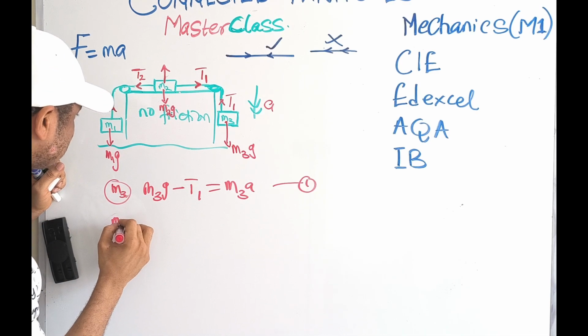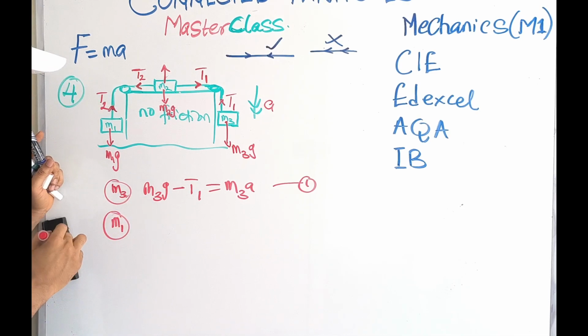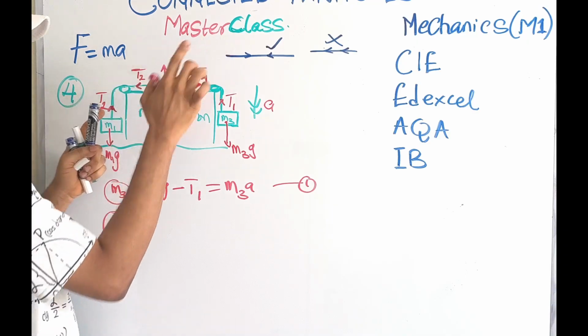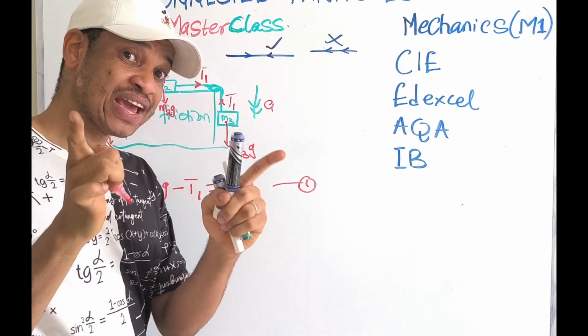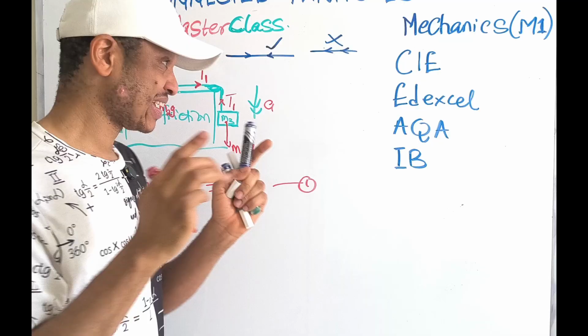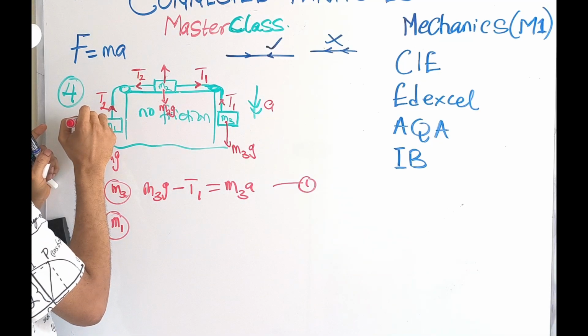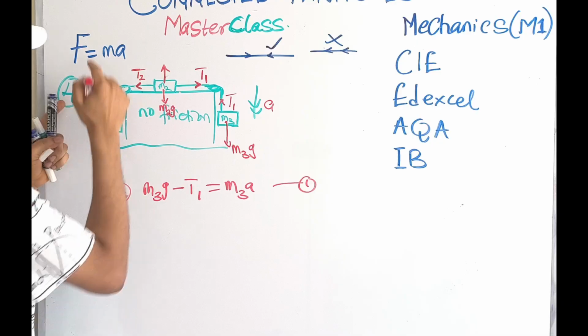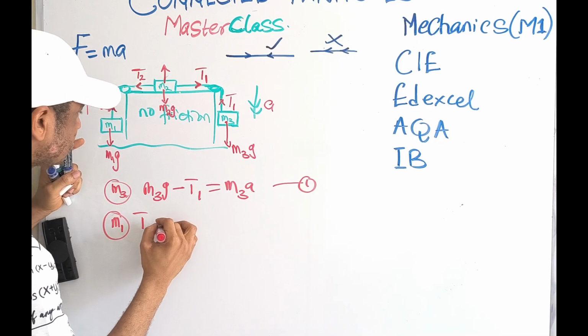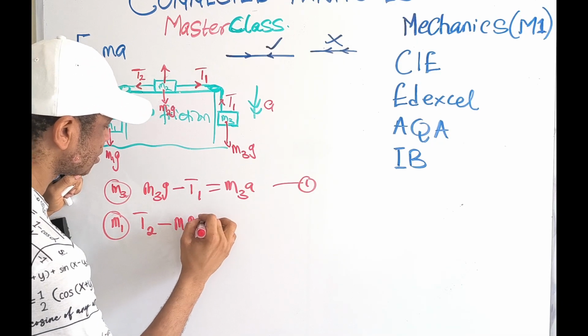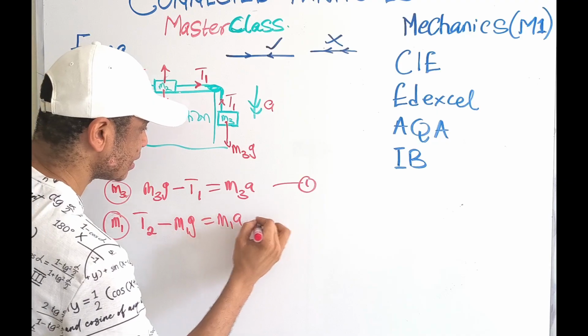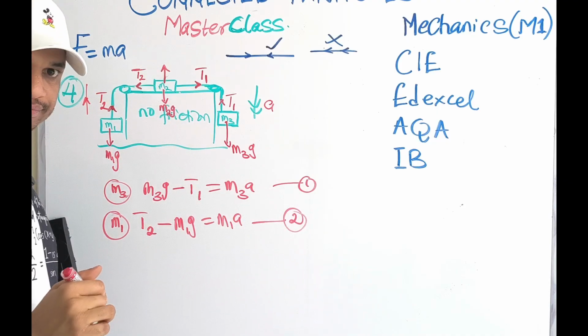So M1, this is going like this, so always consider the direction. That is where most of you make the mistake. So this is going like this. If you want to, you can put the acceleration. So this will be T2 minus M1G equals M1A. So this is my second equation.